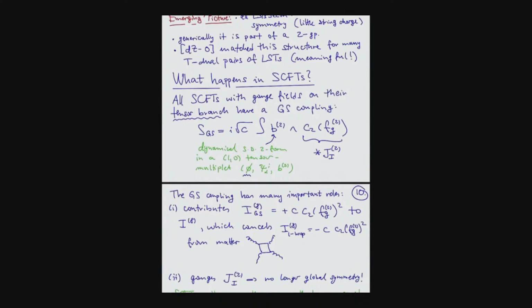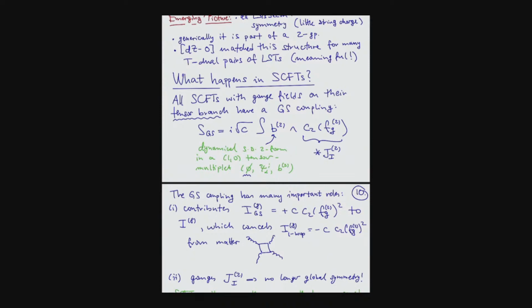So let me remind you that the reason the tensor branch is called the tensor branch is because it's parametrized by the vevs of real scalar fields phi living in a (1,0) tensor multiplet together with some fermions and a chiral dynamical B field. So little b here is a dynamical B field, not the background field big B that we discussed earlier.